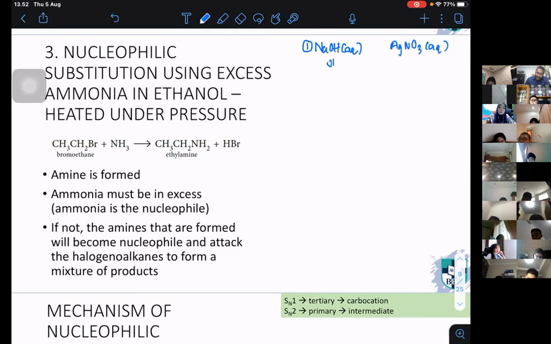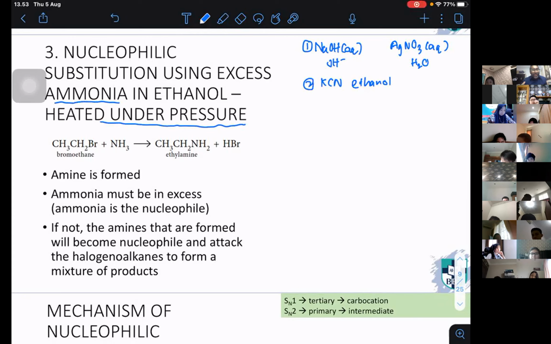Okay, we talk about OH minus, we talk about water as being the nucleophile. Yeah, so the second reaction is going to be if you are using KCN, ethanol, and then you heat them under reflux. The same as number 1, also heat under reflux, but not with ethanol. Okay. But now number 3 is going to be by using ammonia. Okay, heat under pressure, not reflux. Yeah. Okay, so do remember.